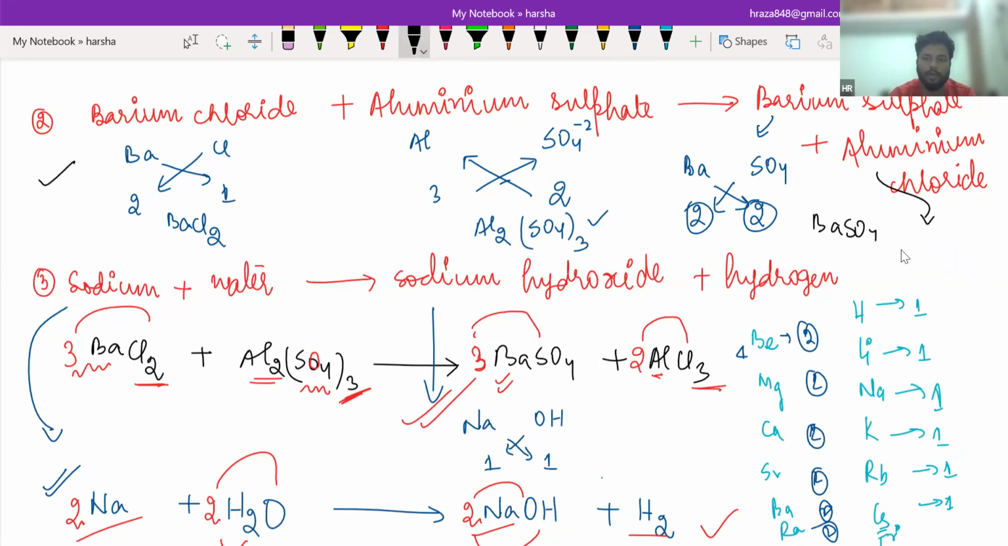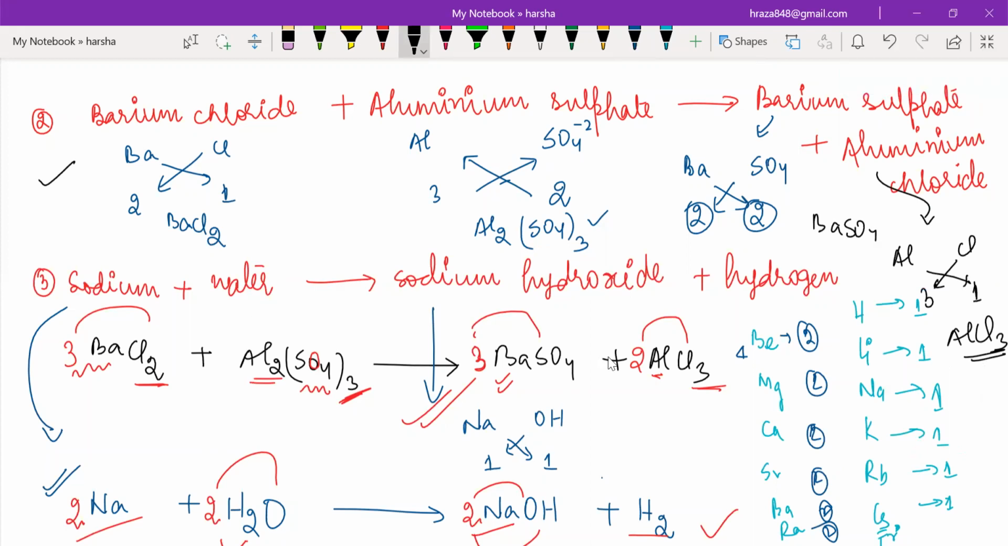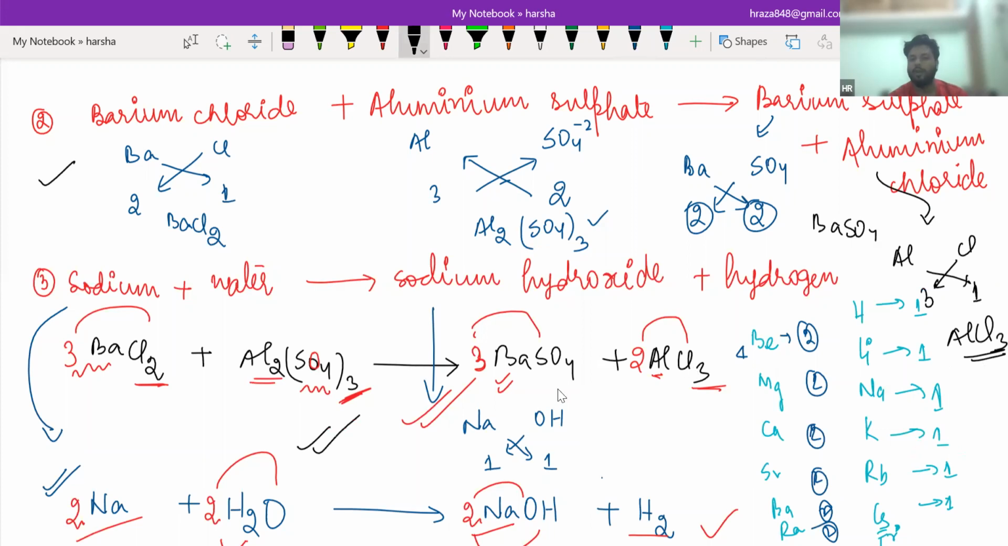Again, if you are going for aluminum chloride, aluminum and then Cl. Cl has valency 1, aluminum has 3. So when it is multiplied, AlCl3. So the equation is BaCl2 plus Al2(SO4)3 will form BaSO4 and AlCl3. After writing the chemical formula, you can easily balance it. Everyone getting my point? Yes.